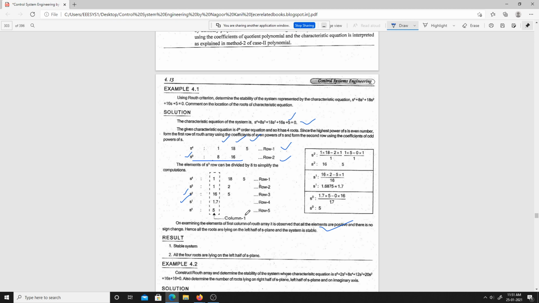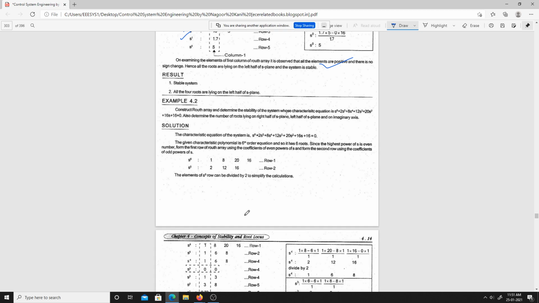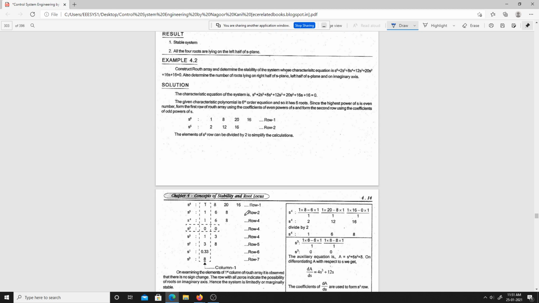Based on this, case 1. Now when we talk about case 2, I already said that while constructing a Routh array, it can happen that a row is completely zero, a row in which all the elements are zero. So how are we going to construct the Routh array? Here I am going to take another example. Construct the Routh array and determine the stability of the system whose characteristic equation is given, and also determine the number of roots lying on the right half of the s-plane, left half of the s-plane, and on the imaginary axis.